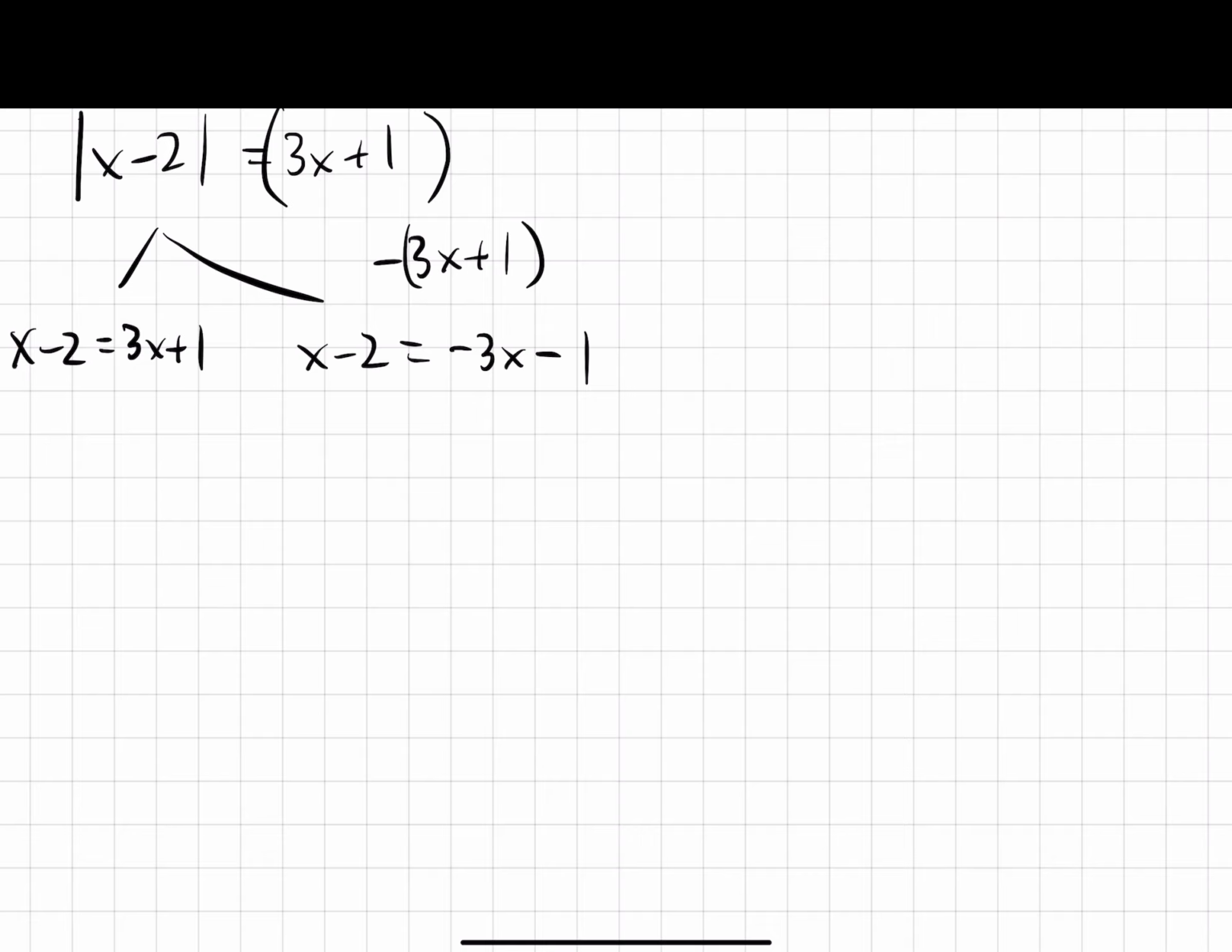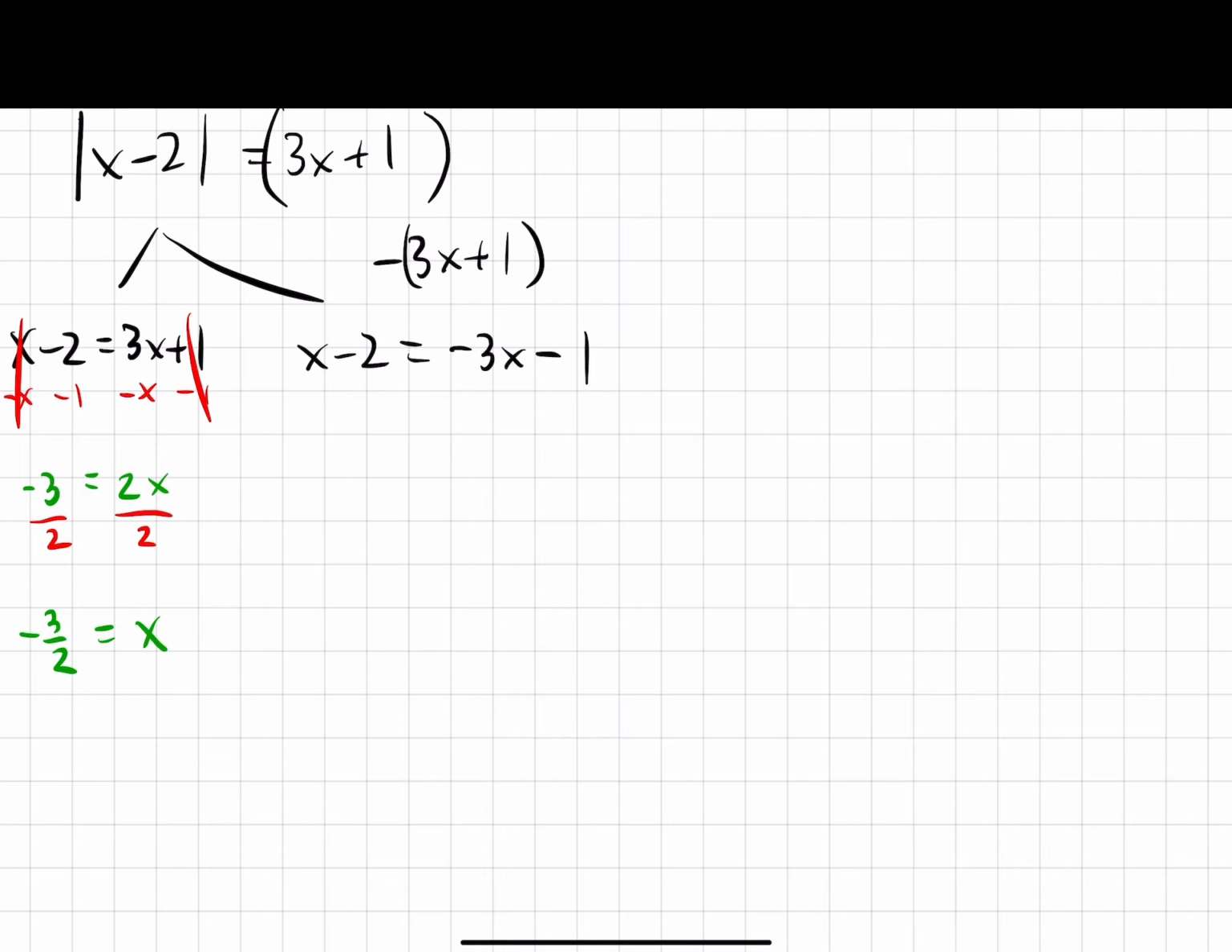Let's see. I want to get all the x's to one side. Let's say minus x to this side. So that means minus 1 on this side. That cancels, that cancels. I'm left with 2x equals negative 3. Divide both sides by 2. And I get x equals negative 3 halves. And then I go over here, and let's see.